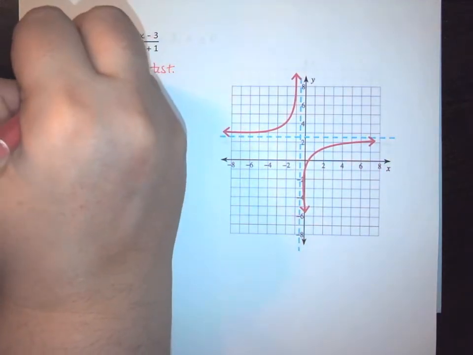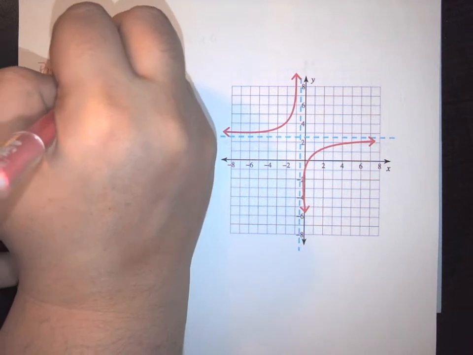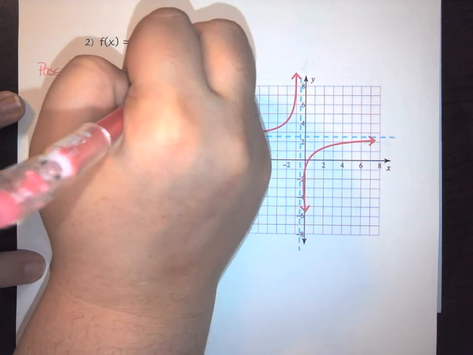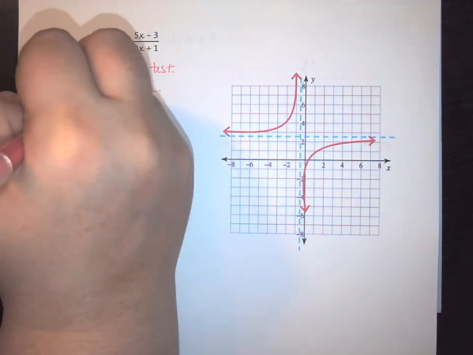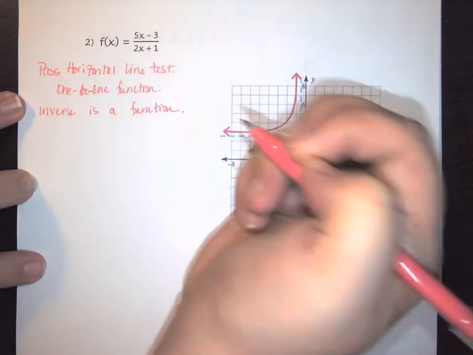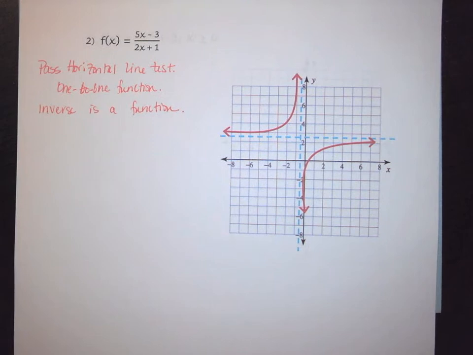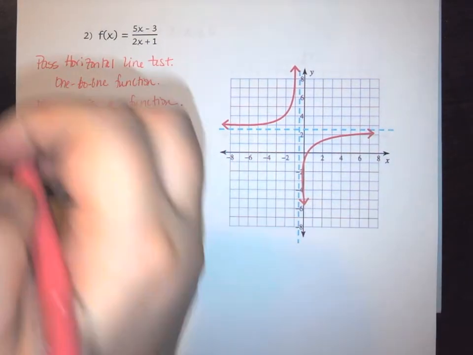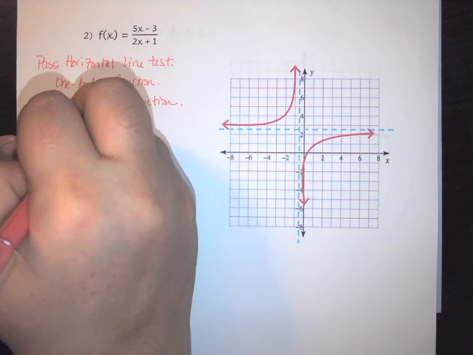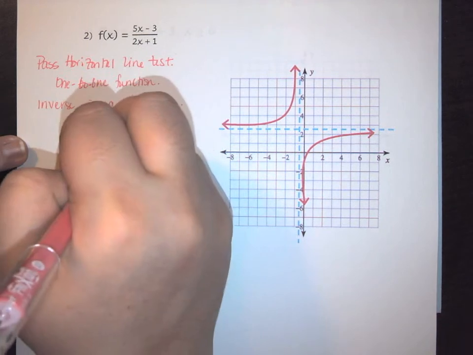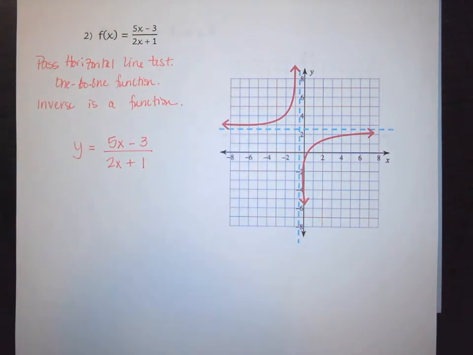Which again means that you have a 1-to-1 function, which also means that your inverse is a function. Because all of those are true, we can go ahead and find the formula. So just like before, the first thing we need to do is rewrite it in terms of y. So here we're going to have y is equal to (5x minus 3) over (2x plus 1).